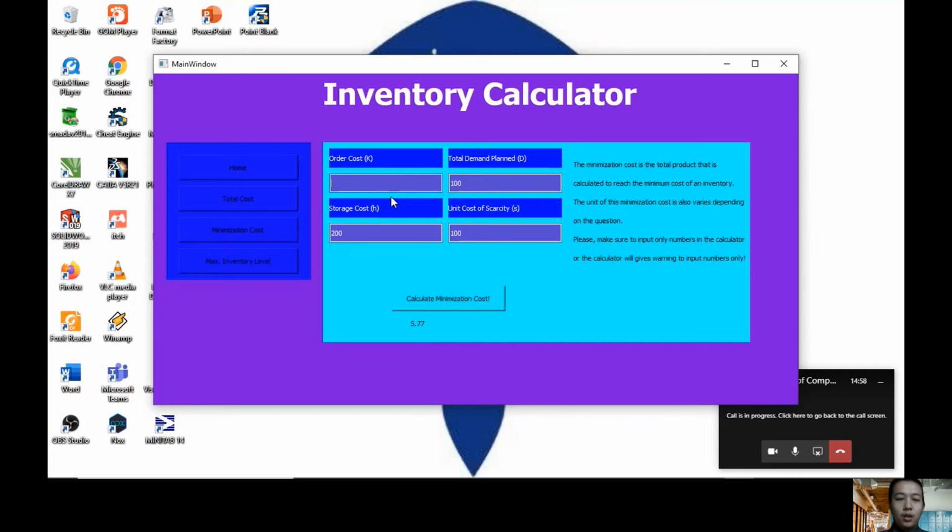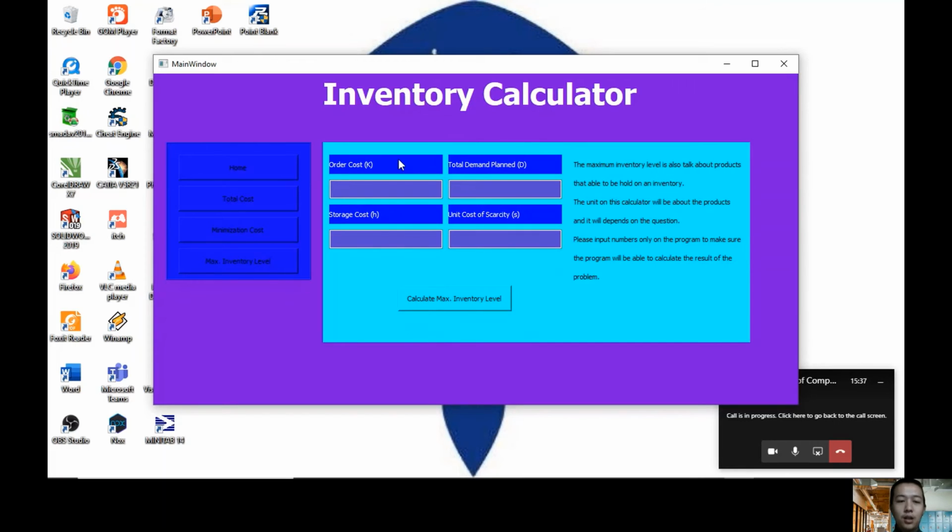This program can also detect non-input, so it also has the warning. It is able to detect alphanumeric too, and also alphabet input only. So it will leave a warning to change it to all numbers for the input.